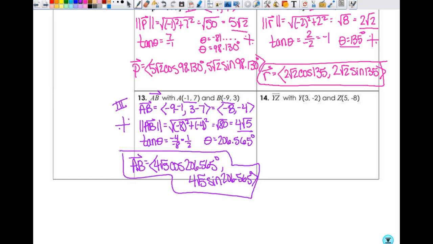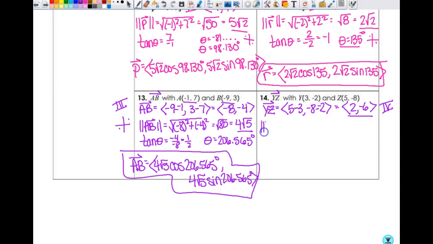All right, now you pause the video, you do 14, and then come back and see if we agree. All right, so for me to do this, okay, this is my x1, y1, x2, y2. So the vector is 5 minus 3, negative 8 minus a negative 2, which gives me 2 and negative 6. Okay, so there's my component form. 2, negative 6, that is quadrant 4.